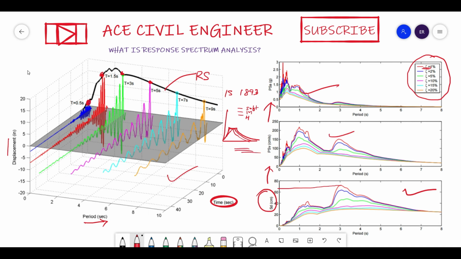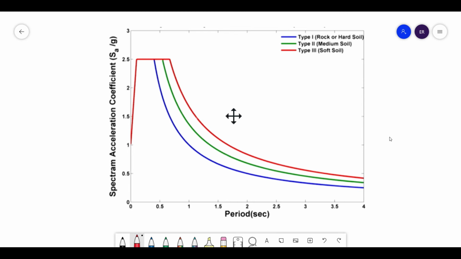Now I will show you that picture also, what has been shown in our code. So this is the graph, friends. This red one is for the soft soil, the green one is for the medium soil, and the blue one is for the rocky or hard soil stratum. So this is the curve.